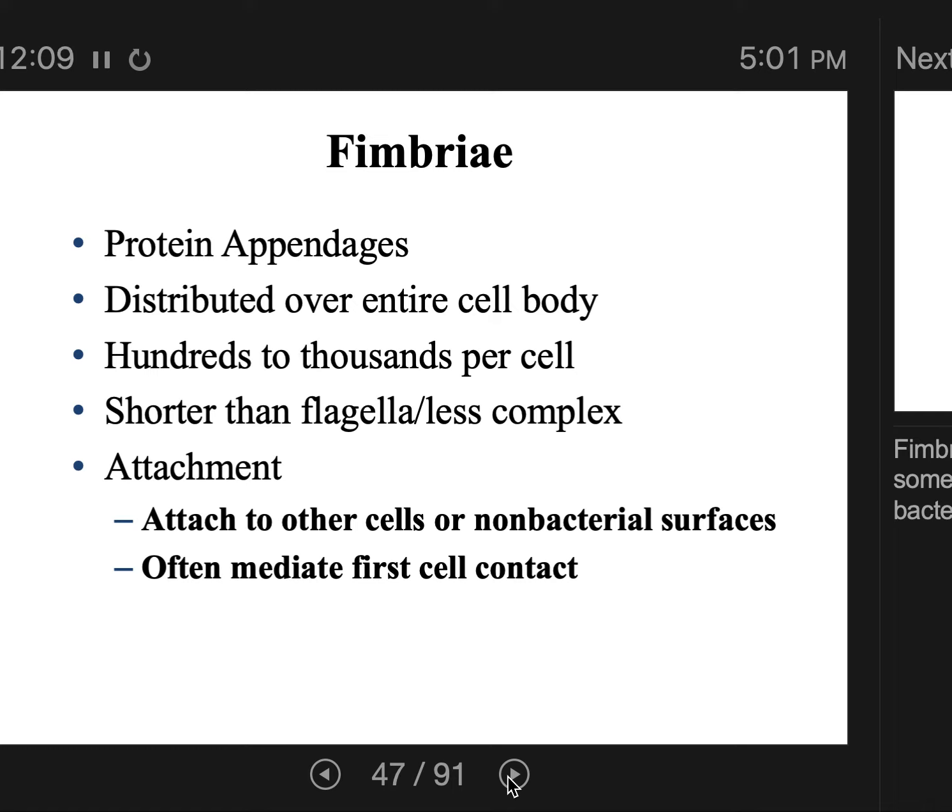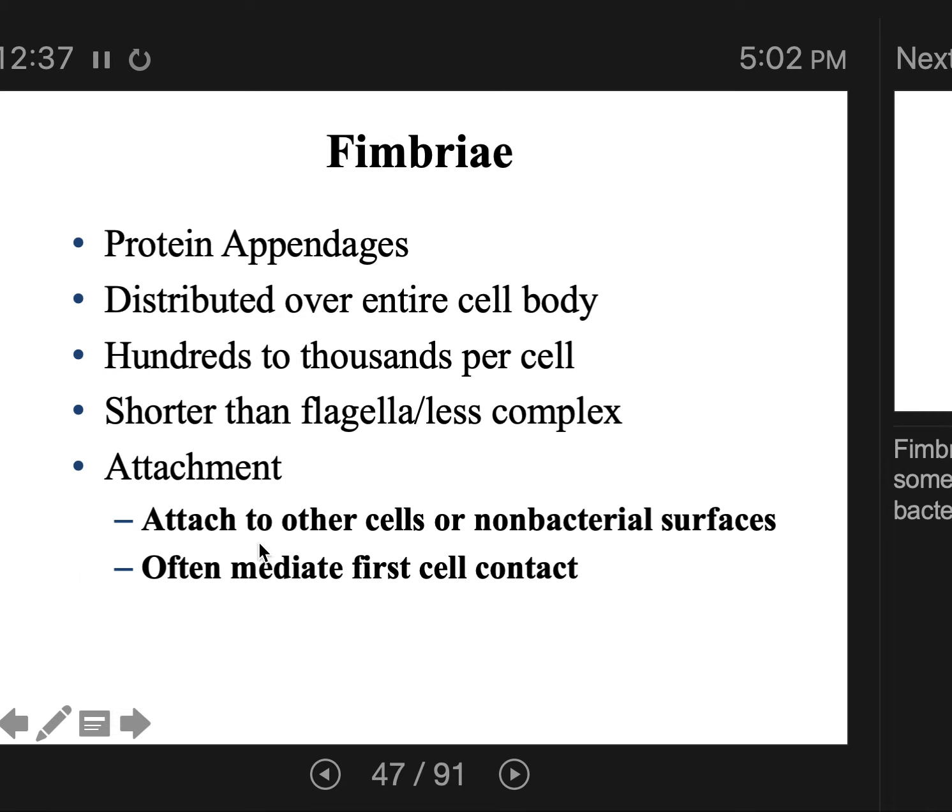So fimbriae help bacteria to attach to solid surfaces, or to attach to each other in biofilms, or to attach to humans' host cells, to facilitate infection and invasion. When a bacteria has them, it has a lot of them. It covers their entire body. There might be hundreds to thousands per cell. These are much, much shorter than flagella and far less complex. They're just straight. They're not wavy or anything like that.